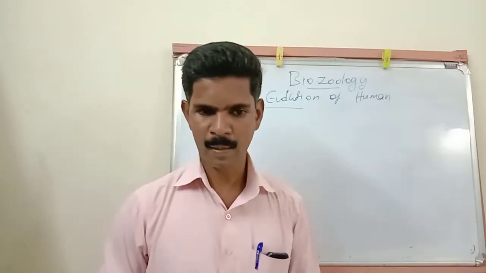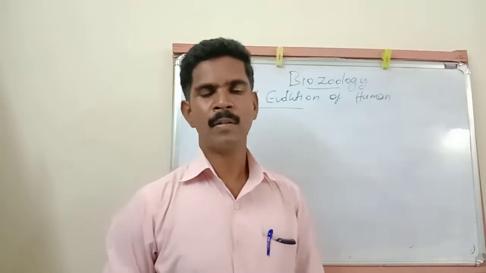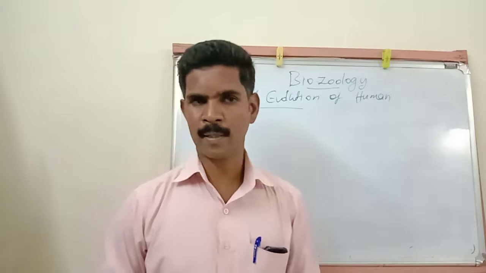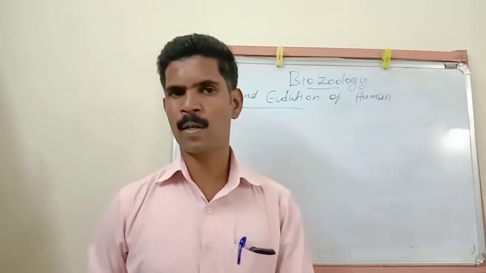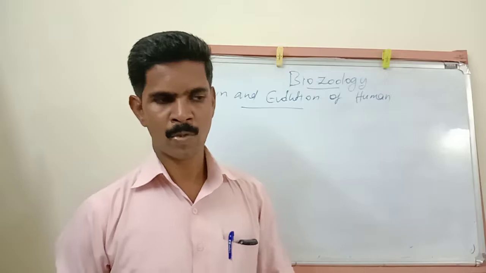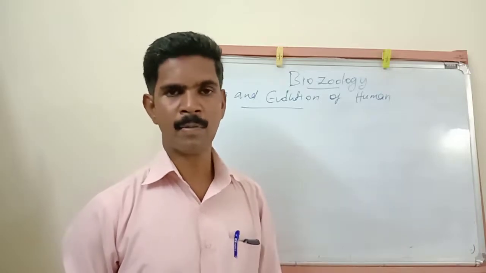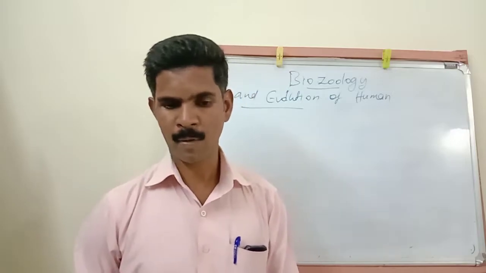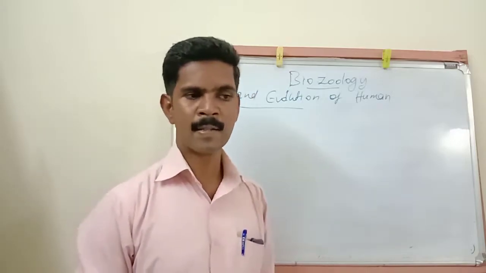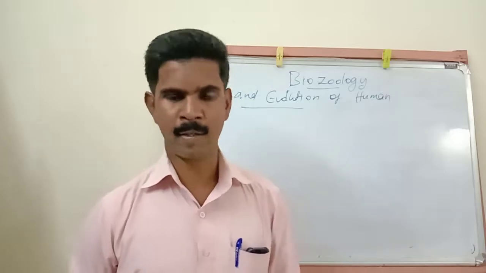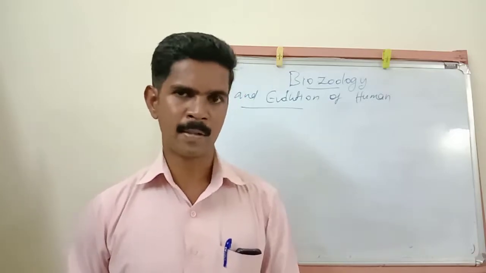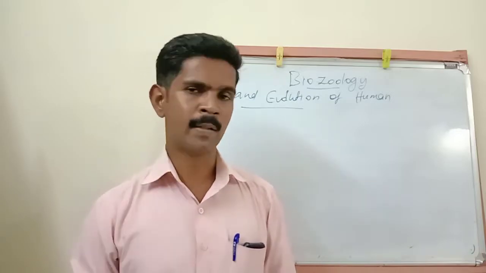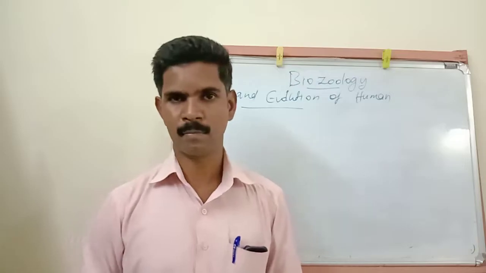Human beings evolved in the world during the Jurassic period, that means before 210 million years ago. So our first ancestors lived in the world 210 million years ago, and mostly in Asia and African countries. And human beings are superior to all the other living organisms of the earth.